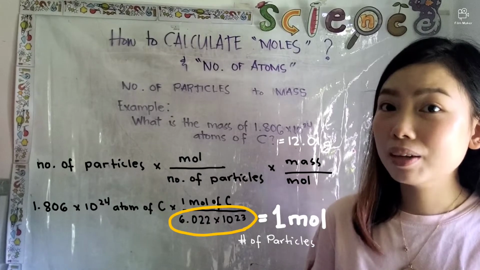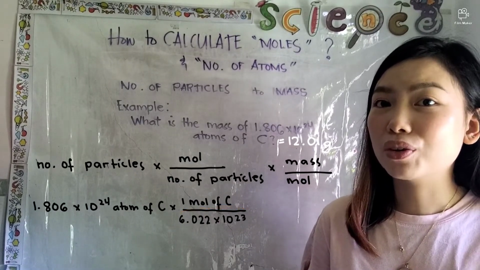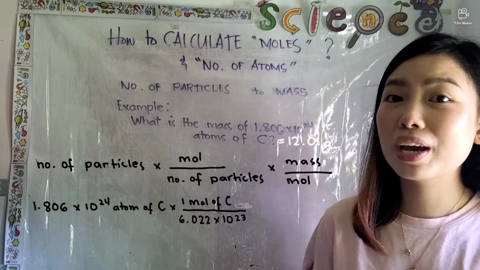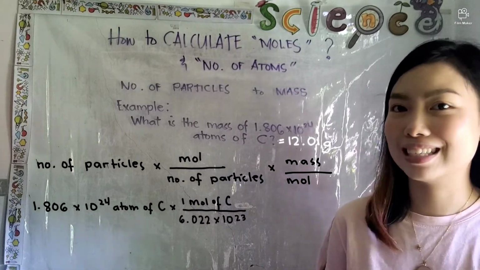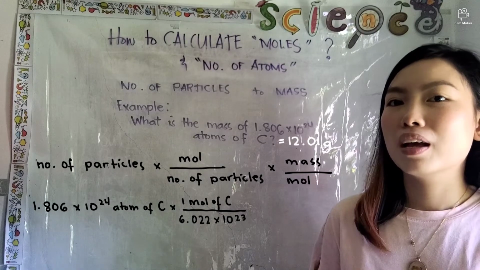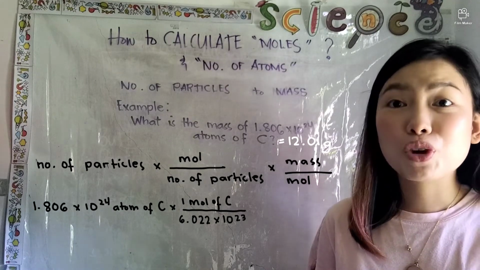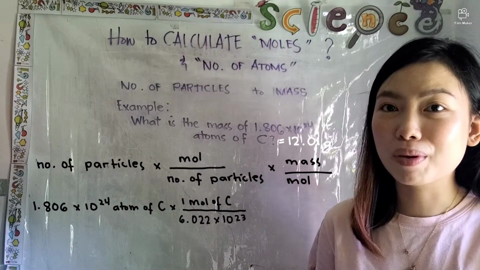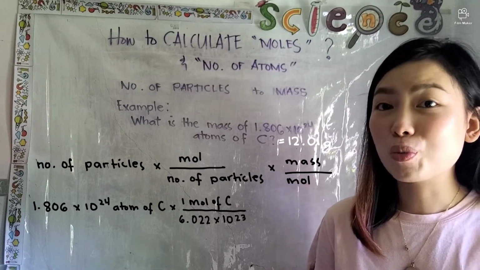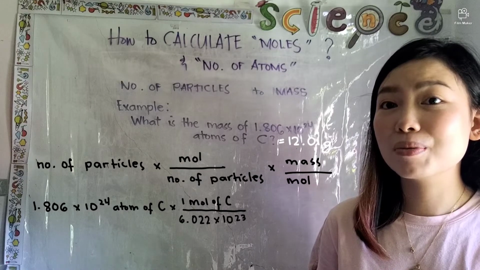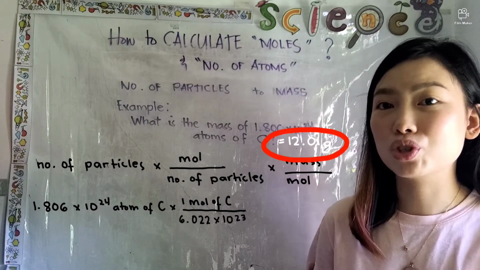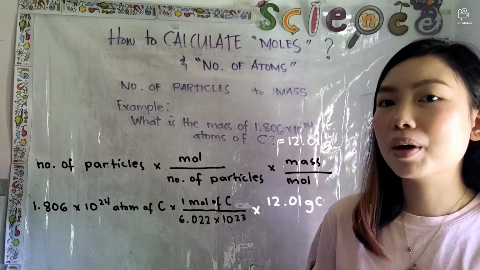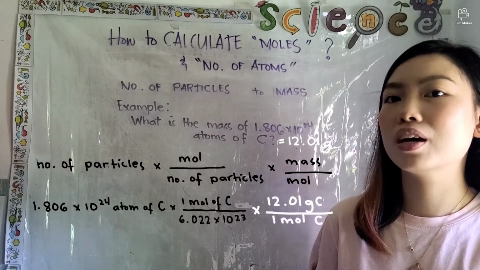Pero kapag may given tayo, yun ang ilalagay mo sa unahan. Ilalagay mo lang yung 6.022 ay dito sa ating equation sa kabilang side. Then, idugtong mo na yung isang formula, which is mass divided by mole. So, yung mass na gagamitin natin is the mass of the carbon element, which is 12.01 grams of carbon, divided by 1 mole of carbon.